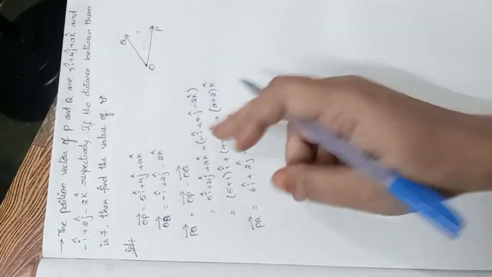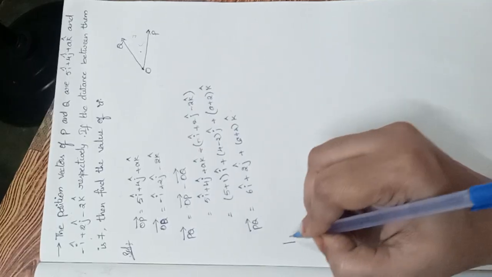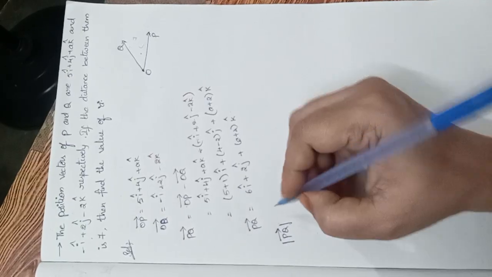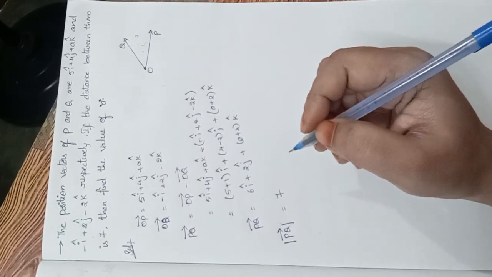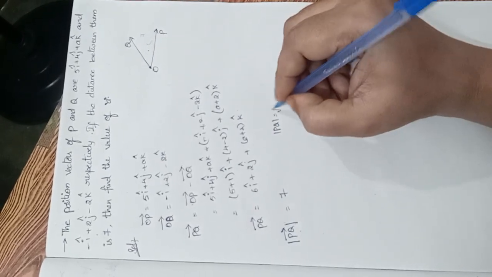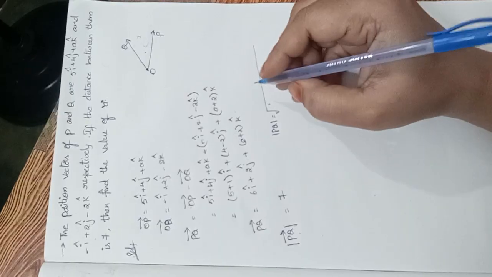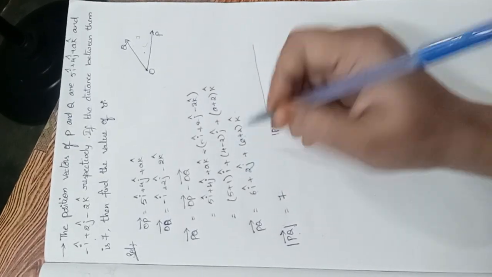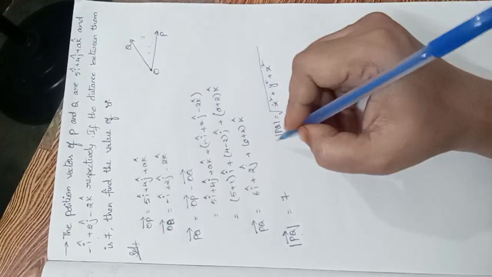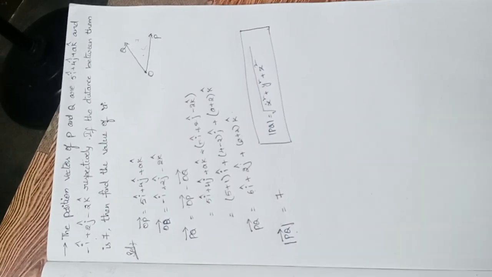But what we have to find? The distance between them is given. We have to find the value of a. So how to find the distance? The magnitude of vector PQ is the distance, which is given as 7, right? For this, the formula is the root of x square plus y square plus z square, where x, y, z are the coefficients of i, j, k. That is given as 7.